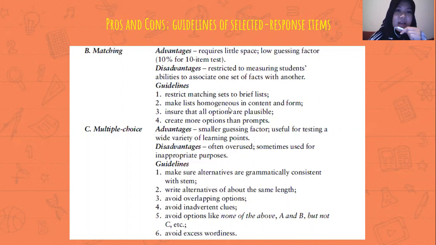And then here's the guideline. We need to restrict matching sets to brief lists. And we need to make lists homogeneous in content and form, and then ensure that all options are plausible, and then create more options than prompts. Since this is matching, the examiner needs to be creative to create more options than prompts.